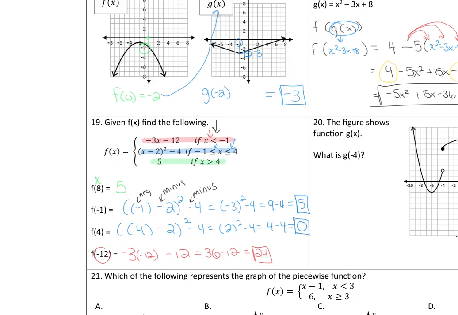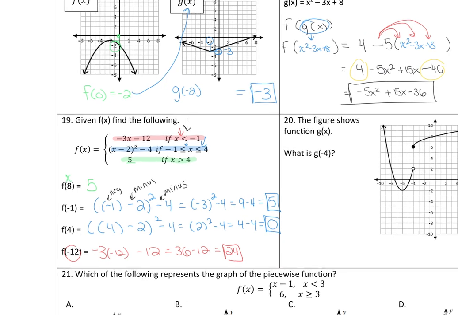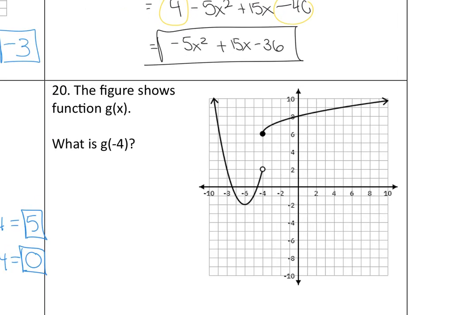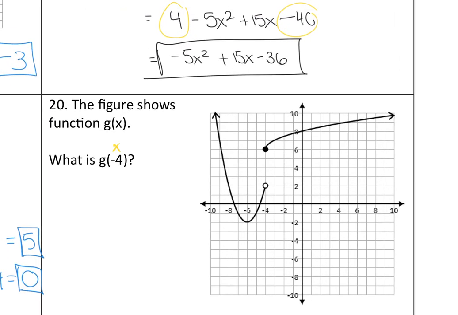Now we're going to go on to number 20. It wants you to find g of negative 4. This is my x. I'm going to go to my x and find negative 4. This is my x-axis. This dot is an open circle. It doesn't count, so I have to keep going until I can touch it, and the y value there is 6. So my answer is 6.